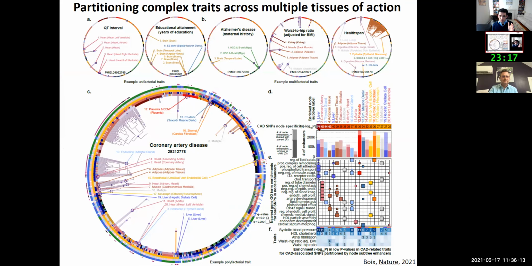The subset of SNPs that overlap liver enhancers and are associated with coronary artery disease are in fact enriching in very different biological functions than the subset of CAD variants that instead overlap coronary artery enhancers, and so on and so forth. That allows us to now start partitioning the complexity of these polyfactorial traits into their parts, both for gene ontology enrichment and for comorbidity and co-association with different types of related traits.